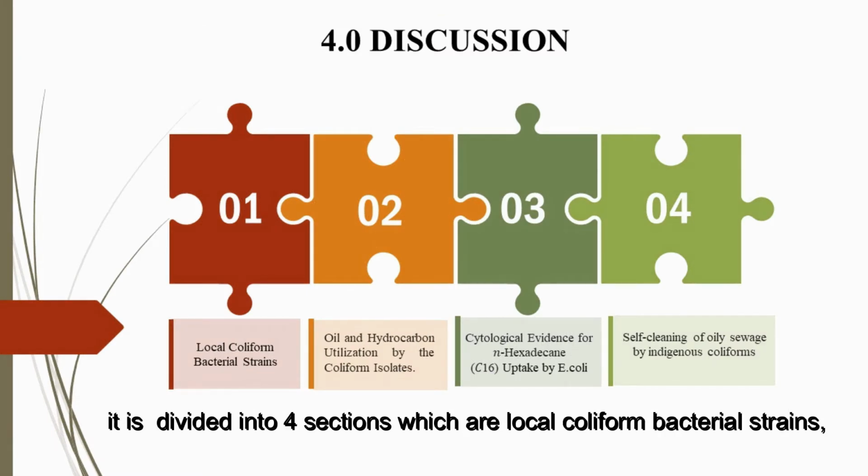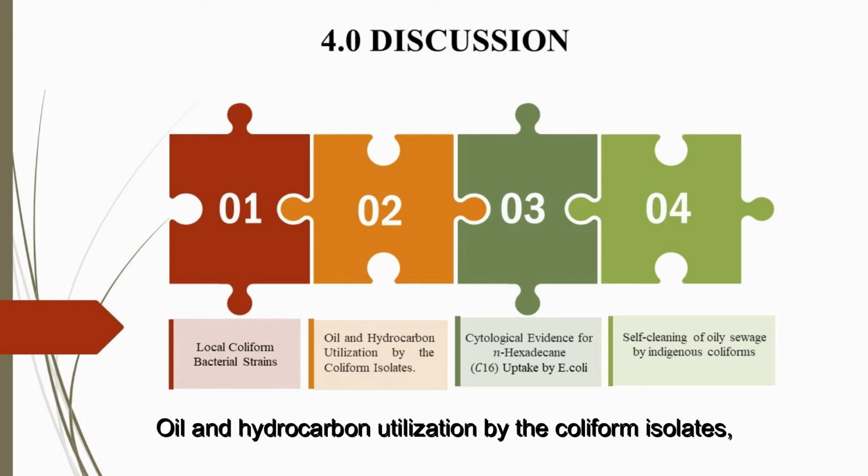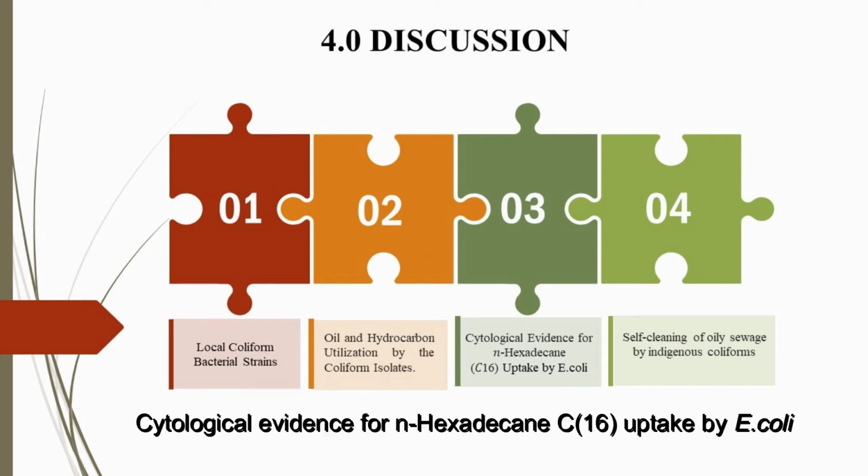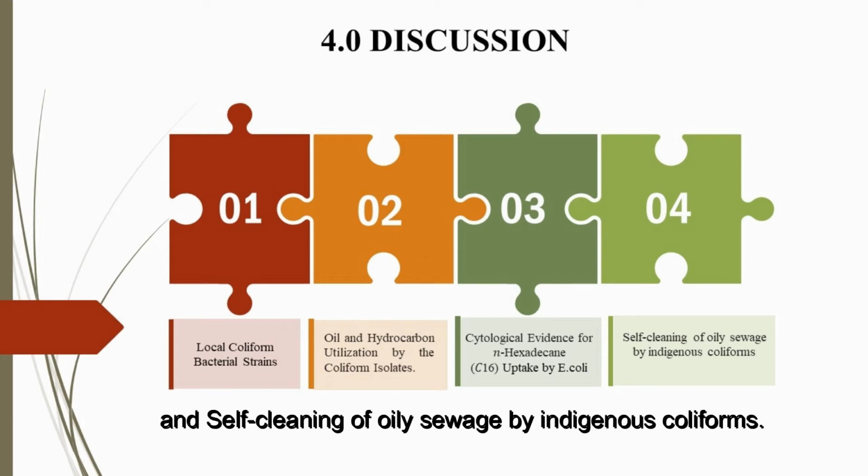This section is divided into 4 sections, which are local coliform bacteria strains, oil and hydrocarbon utilization by the coliform isolates, cytological evidence for N-hexadecane C16 uptake by E. coli, and self-cleaning of oily sewage by indigenous coliforms.